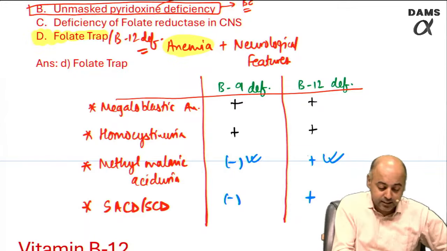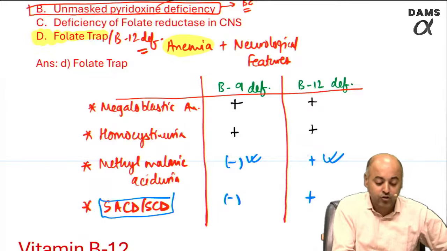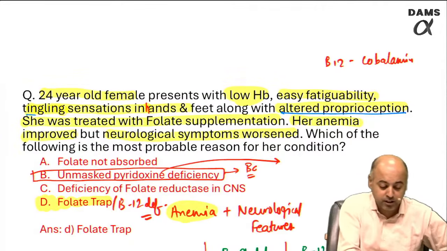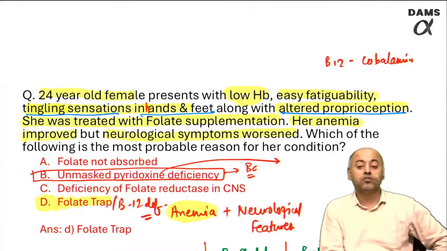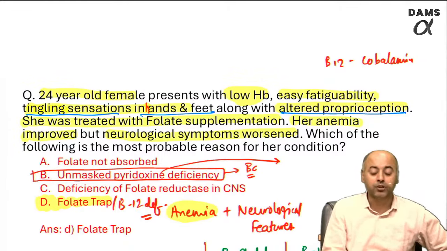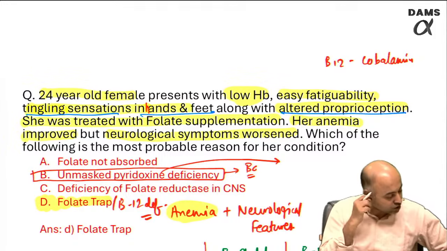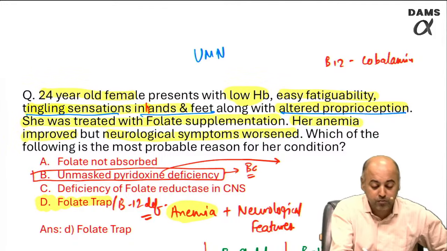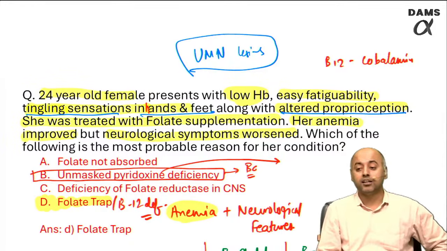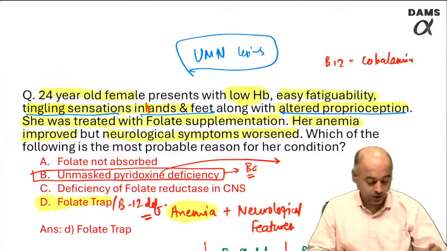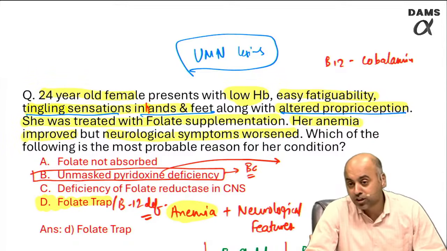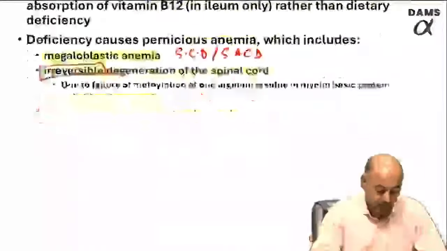The SCD will typically present with the peripheral neurological features which were mentioned in this question: the altered proprioception, tingling sensation in hands and feet. So all of these are features of the peripheral neuropathy which will be seen due to the damage in the spinal cord. Commonly the features resemble the upper motor neuron lesion features. Okay, so that's about the B9 versus B12, very commonly seen.